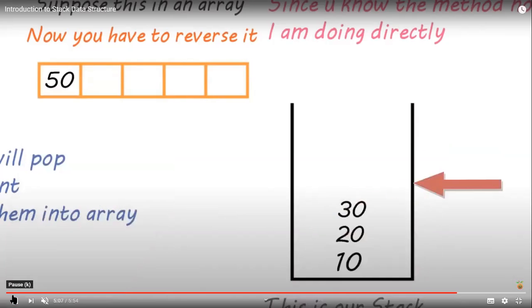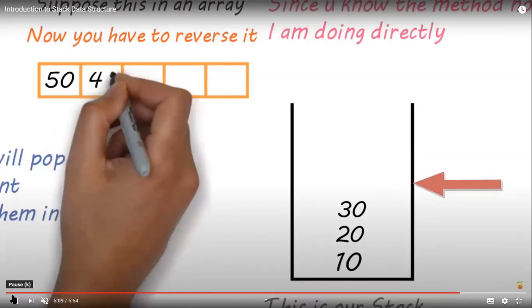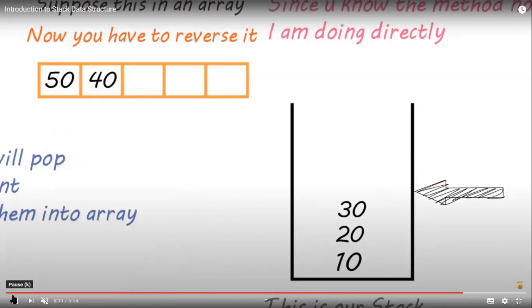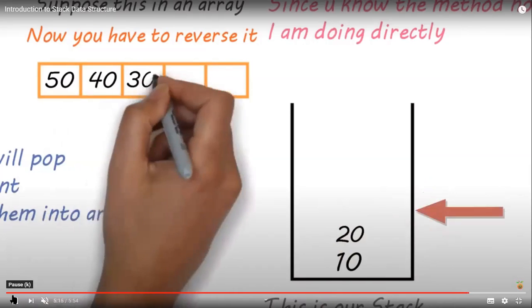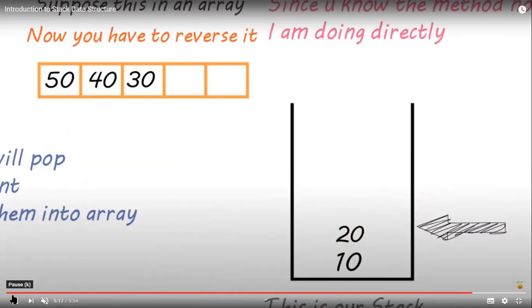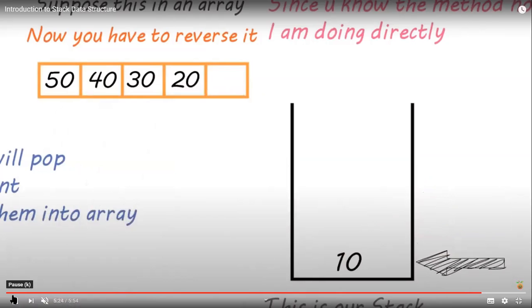Then it will move to 40. 40 will be popped out second. Then it will move to 30. 30 will be popped out third, and then it will move to 20. 20 will be popped out, and then lastly 10.